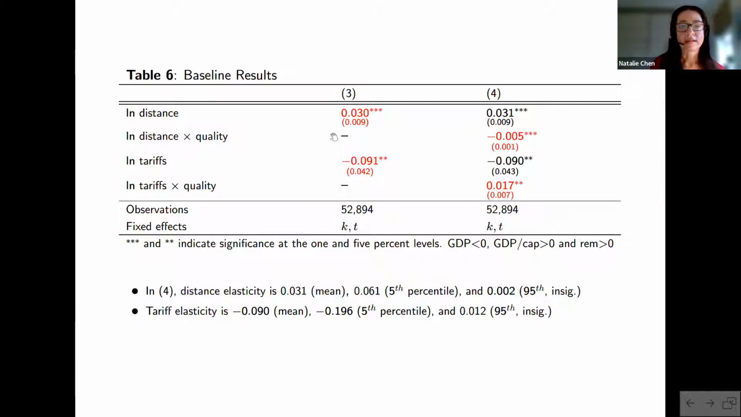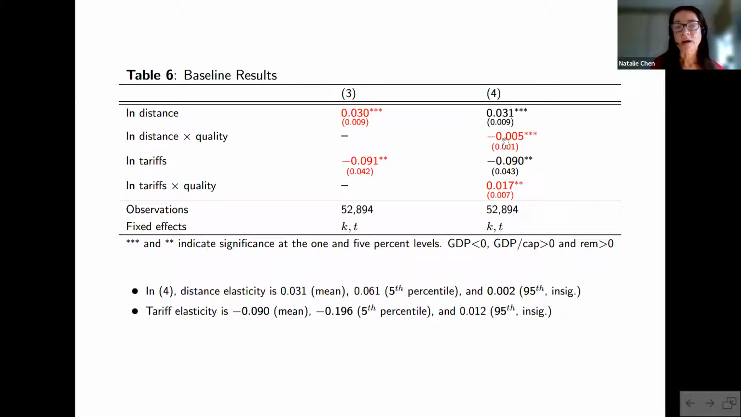What you can see here is that the coefficient on distance is positive, which means that markups tend to increase with bilateral distance. So exporters set higher markups in more distant countries. Instead, markups tend to decrease with tariffs, which means that exporters set lower markups in countries with higher tariffs.